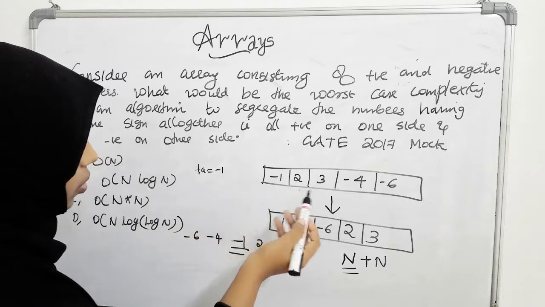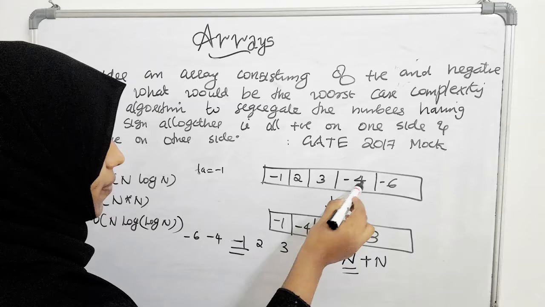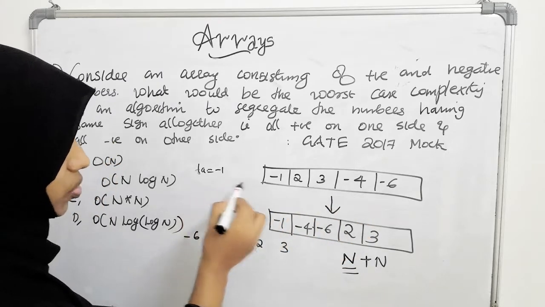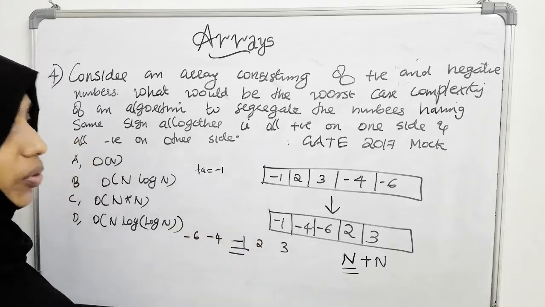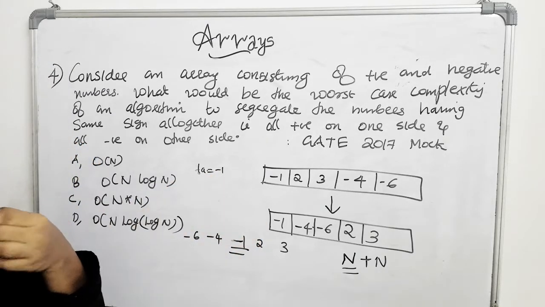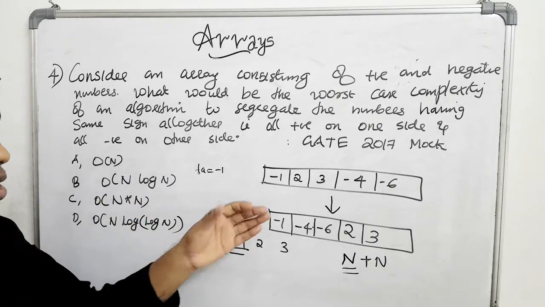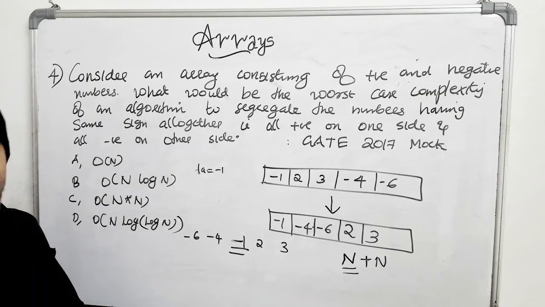When you see 2, that won't change it. When you see 3, that won't change. When you see -4, that is lesser than -1, so it won't change. When you see -6, that is lesser than -1, and that won't change again. So you will get -1 as the largest negative number. Now do the partition algorithm of quicksort.